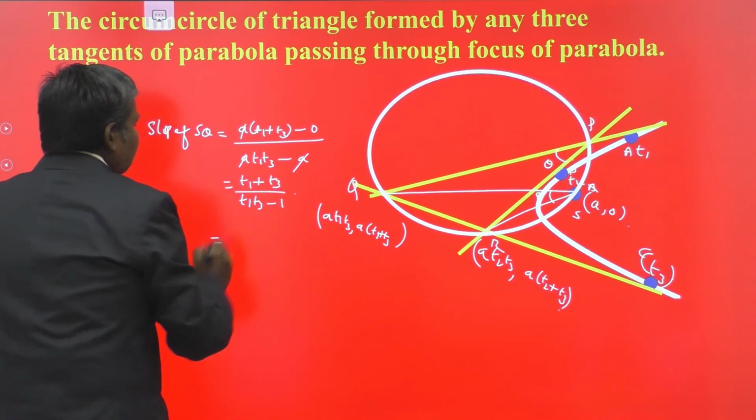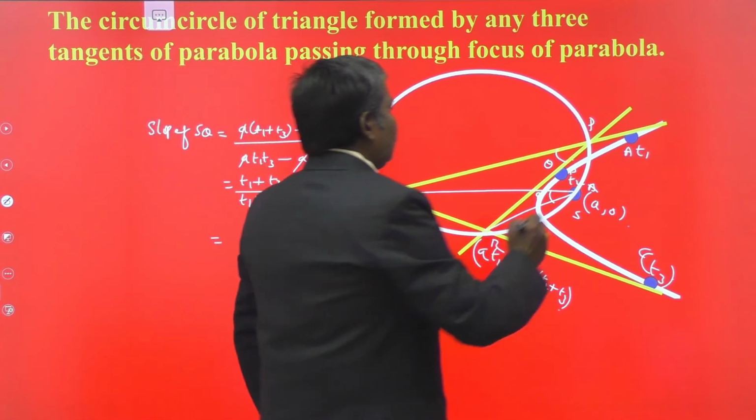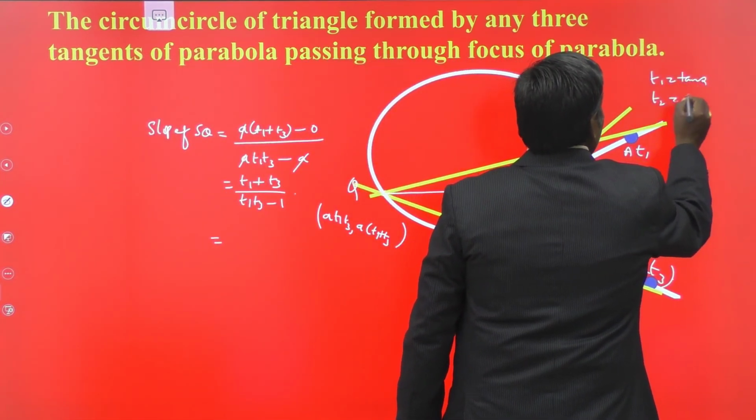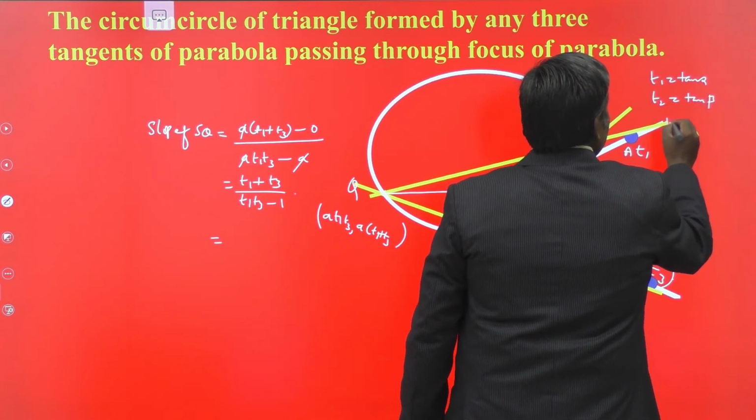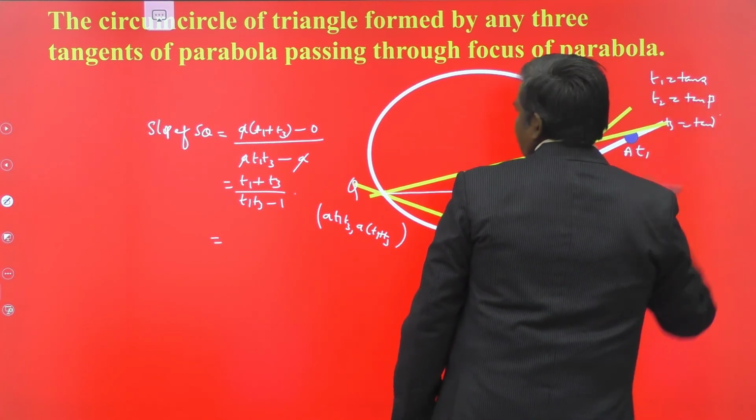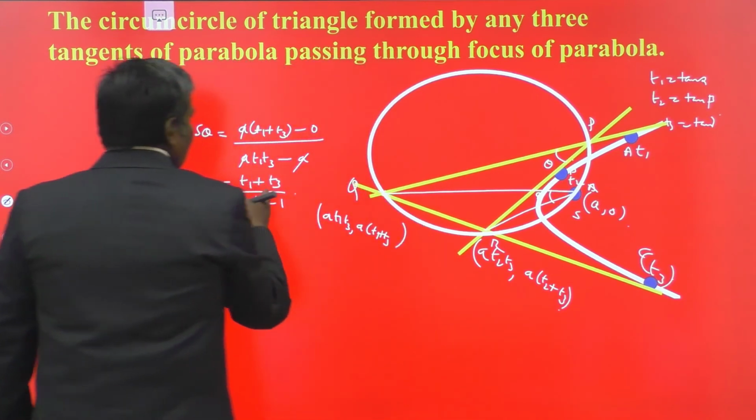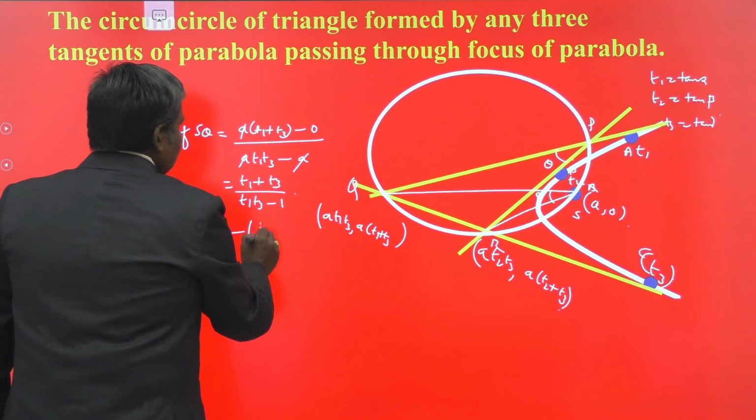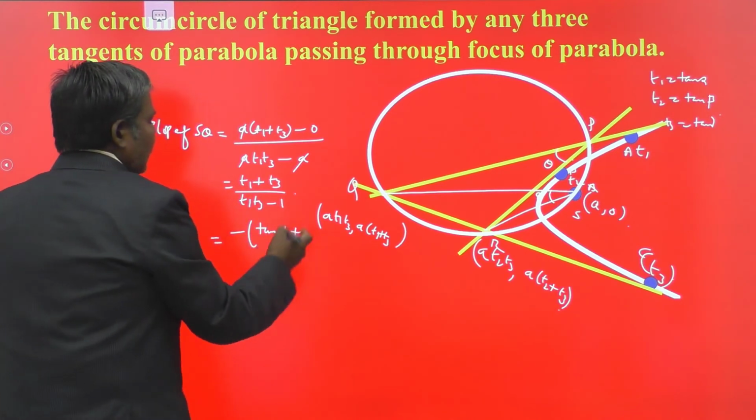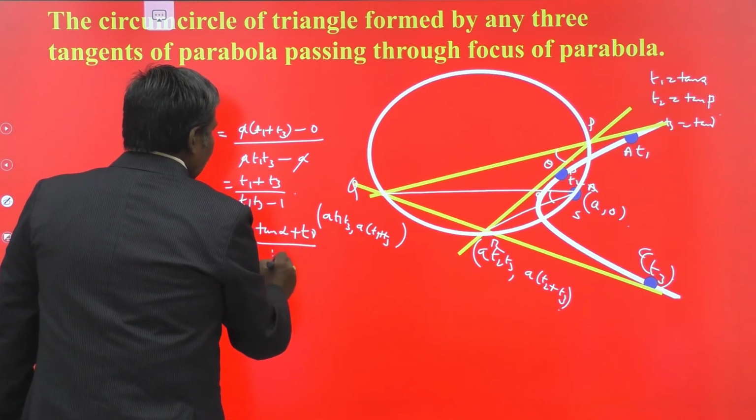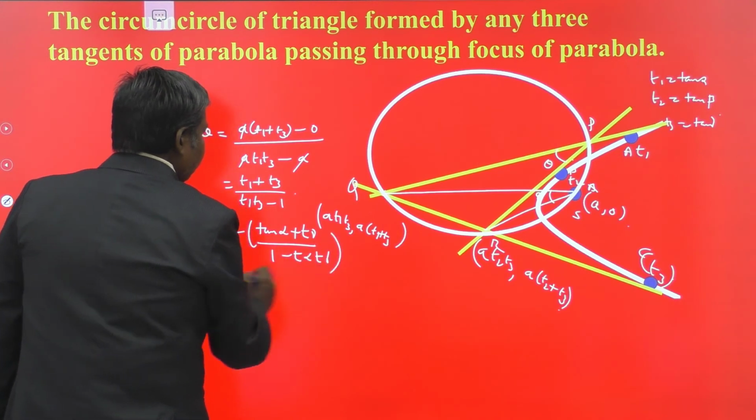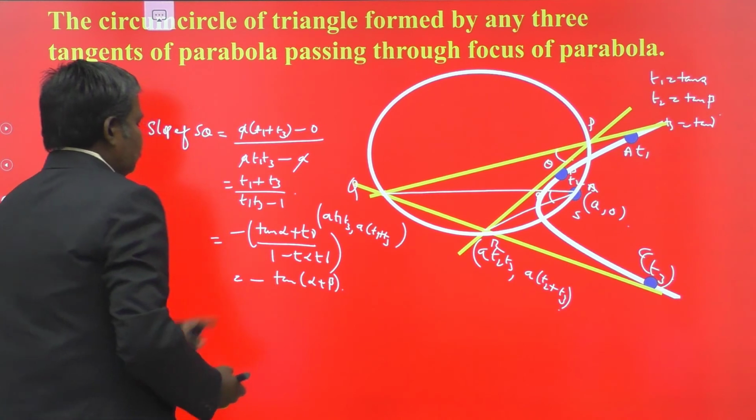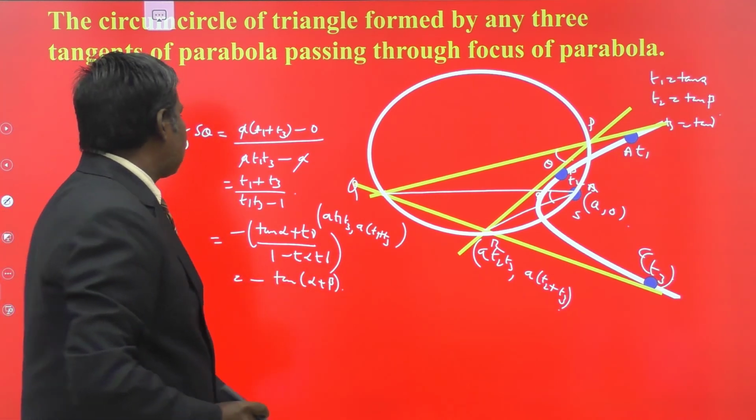Again, this is nothing but, my dears, what we have taken: T1 is equal to tan alpha, T2 is equal to tan beta. What is T3? Tan gamma. So this becomes tan alpha plus tan gamma by minus you will take common, that is tan alpha plus tan gamma, this is by 1 minus tan alpha tan gamma. This is minus of tan of alpha plus gamma. This is nothing but minus tan of alpha plus gamma.